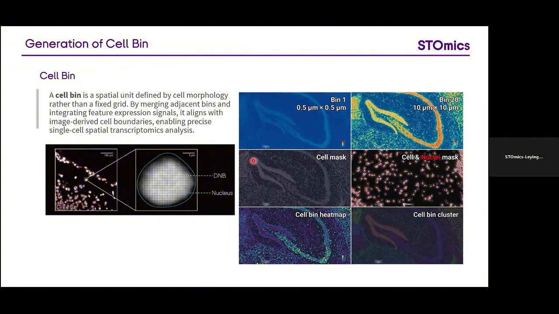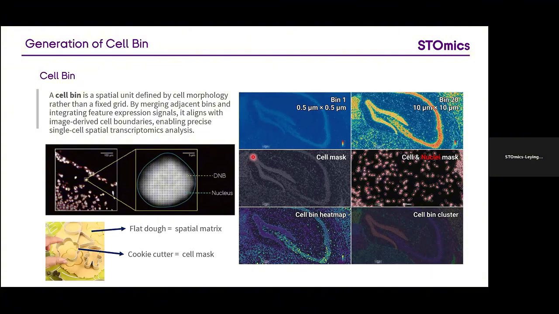Getting the cell bin matrix is similar to making a cookie. If you cannot understand this process, you can just imagine that we are making cookies. Your cell mask is like the cookie cutter, and our spatial matrix is like the flattened dough, that we use the cookie cutter to extract a specific shape from the dough. That is how we get the cell bin matrix.